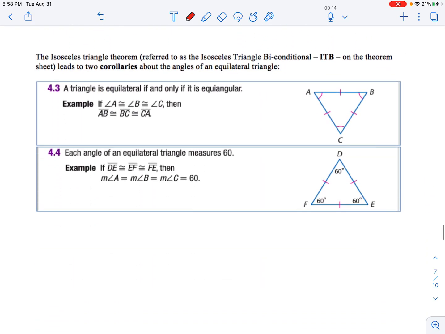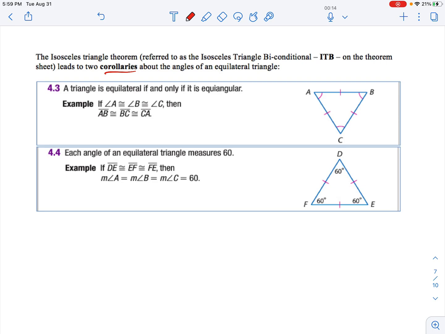Okay. There's a corollary to this. There are two corollaries to this, actually. Corollaries we talked about recently. Corollaries are like obvious attachments, kind of obvious follow-ons that come from any theorem. And this one is, if we know stuff about ITB, we know stuff about isosceles. Well, we can apply that to equilateral because our definition of isosceles includes equilateral.